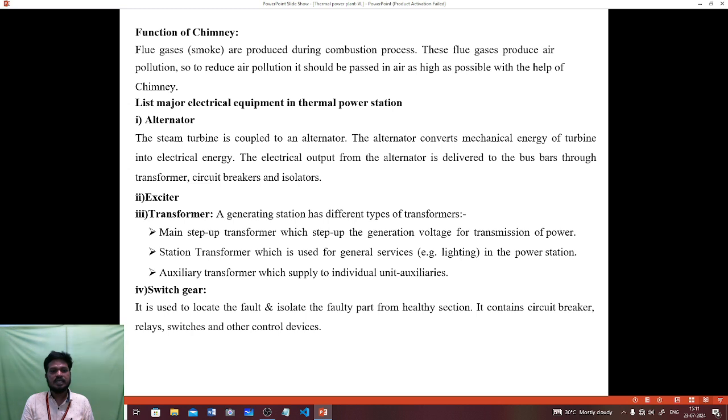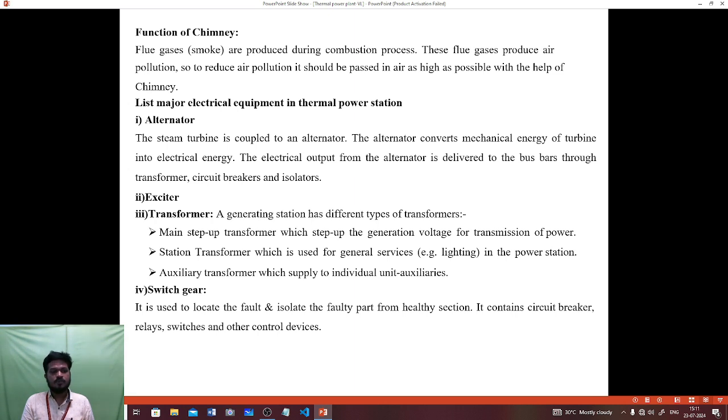Transformers are of different types. The main step-up transformer steps up the generation voltage for transmission of power. The station transformer is used for general service, for example lighting in the power station. And the auxiliary transformer supplies individual unit auxiliaries.